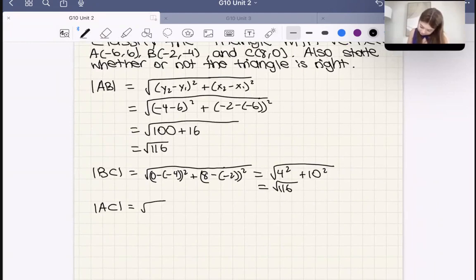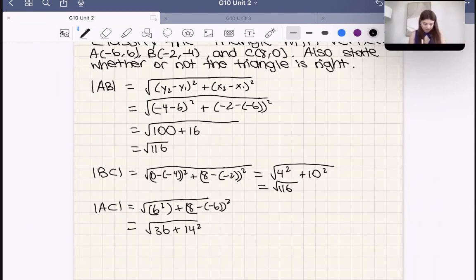Okay, so here we have 0 minus 6. That's going to be 6 squared. And then we have 8 minus -6. Yeah, this is going to be different. So that's going to be root 36 plus 14 squared. And let's see, what is 14 squared? I mean, already we know it's not going to be the same as before. Then plus 36. So root 232, which is different from root 116.